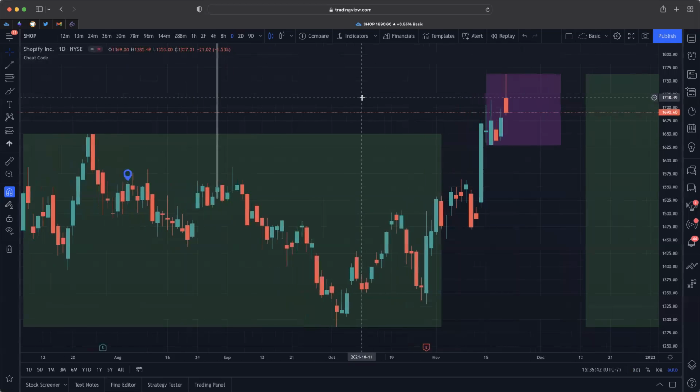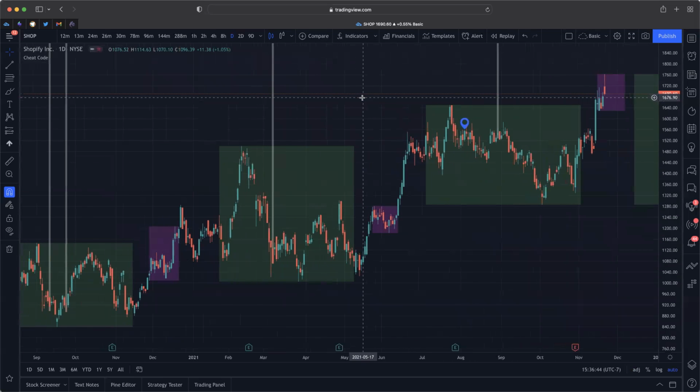Okay, so this is just how I like to use the cheat code. It's a very interesting, powerful indicator. It's not the kind of high resolution daily indicator, but it will certainly help give you an edge in terms of longer range timing.